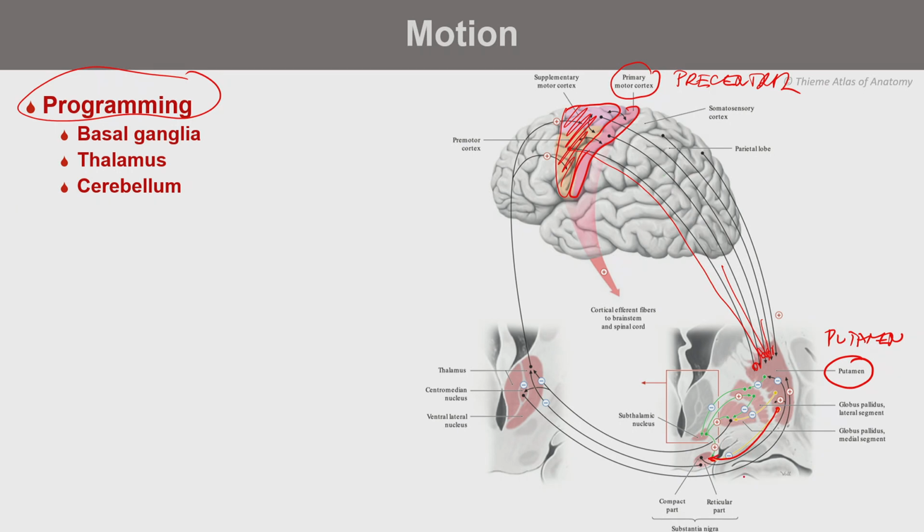reticular and compact part of the substantia nigra, and then also this is inhibiting the medial part, which is a globus pallidus, through the direct or indirect way, and subthalamic nucleus is then activating back the putamen, but the subthalamus should be slowed down and suppressed by this inhibitory way.